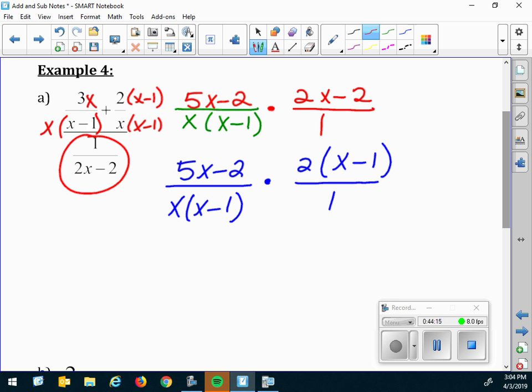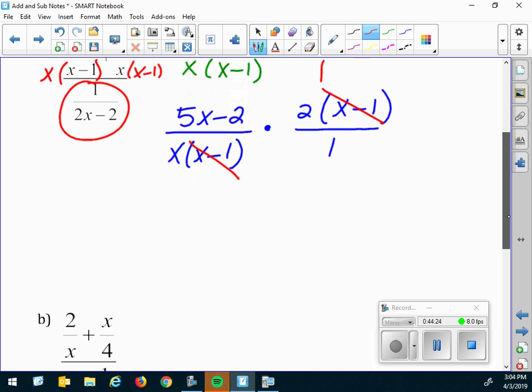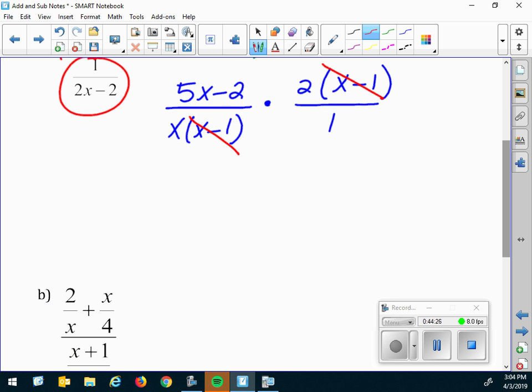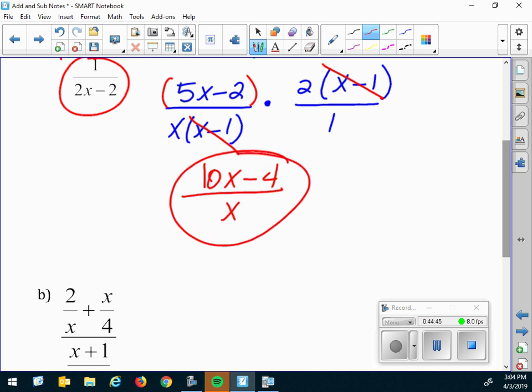Now, hang on. Look, woohoo! What's the numerator? Right. It's 5x minus 2 times 2. 10x minus 4. Right.